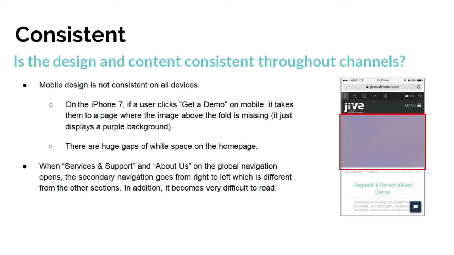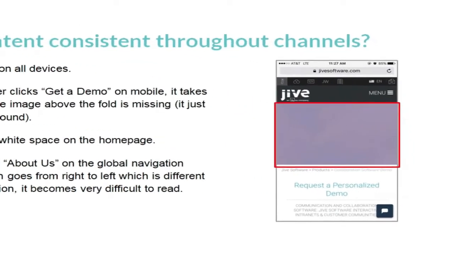Number 2. Consistent. Is the design and content consistent through channels? Mobile design is not consistent on all channels. On the iPhone 7, if a user clicks Get a Demo on mobile, it takes them to a page where the image above the fold is missing. It just displays a purple background.